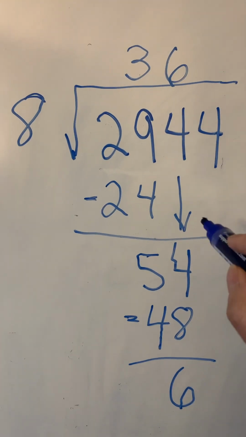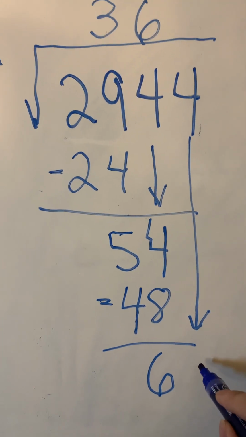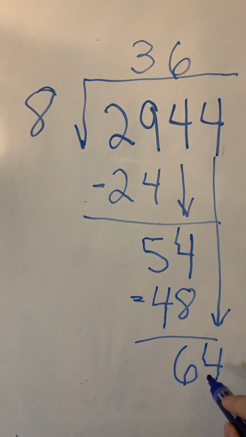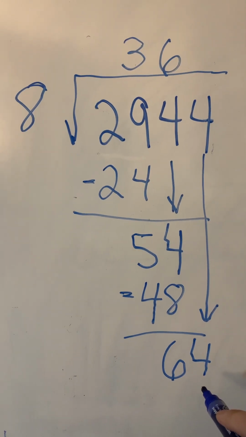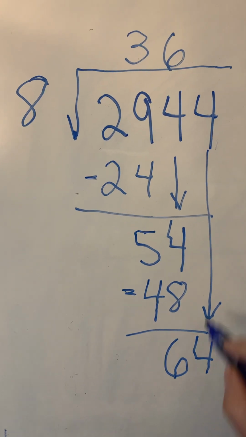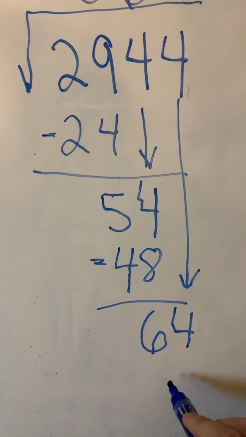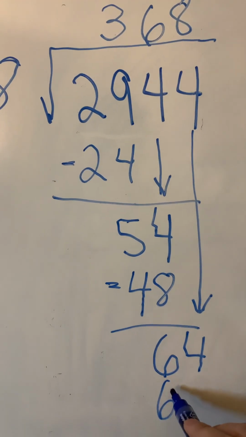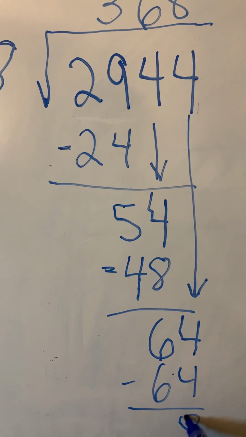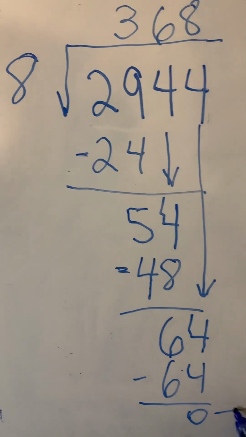So now you do it again, and you bring down the next number. And you get 64. 8 goes into 64 how many times? 8 times. Put 8. 8 times 8 is 64. And 64 minus 64 is 0. So now you know you're finished because you have a remainder of 0 here.